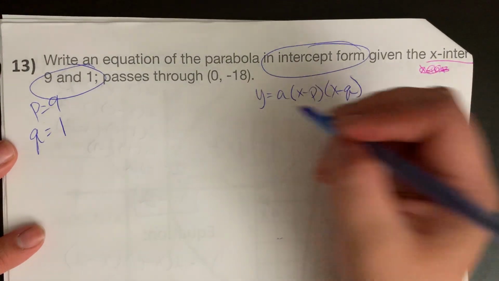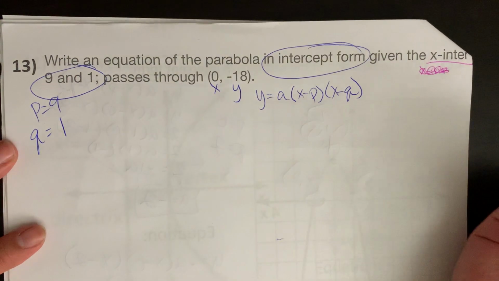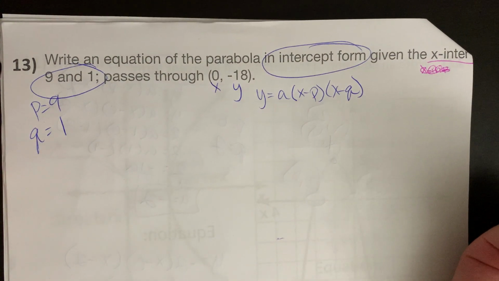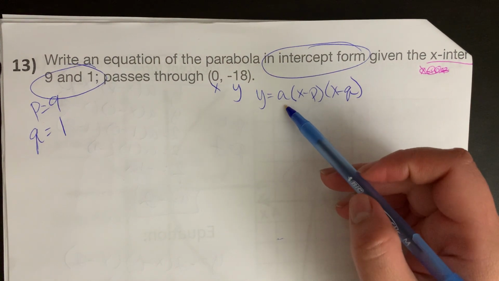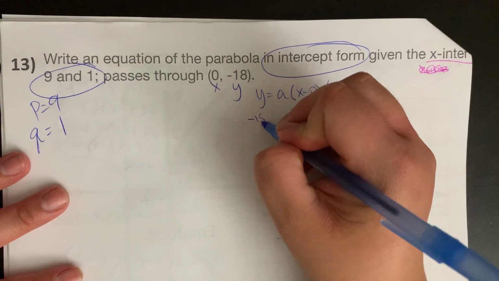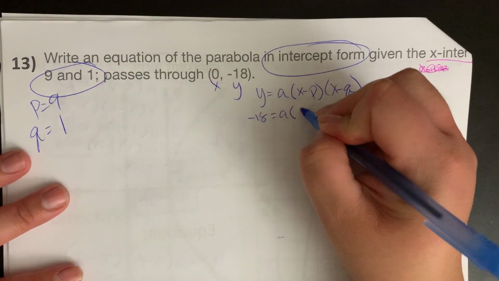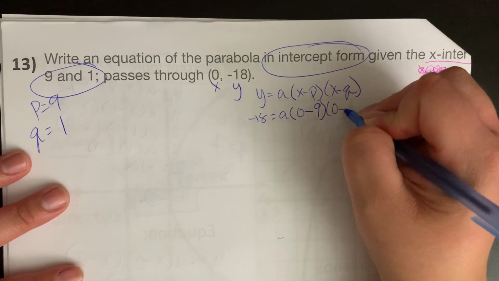So what do we have? Now it passes through this ordered pair, so let's plug everything in. The only thing I don't have is my a. I have everything else except for my a. So negative 18 equals a times, your x is 0 minus your 9, and then x is 0 minus your 1.